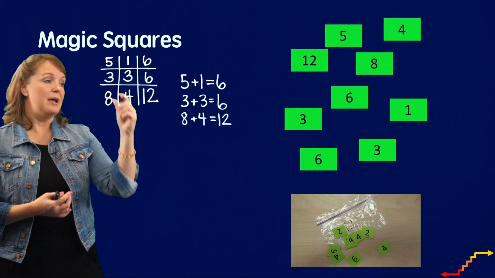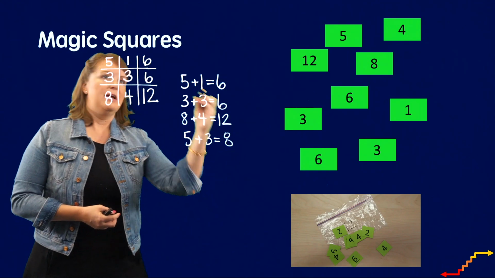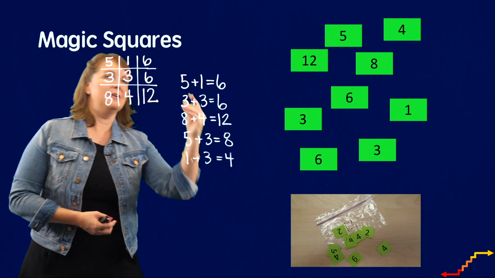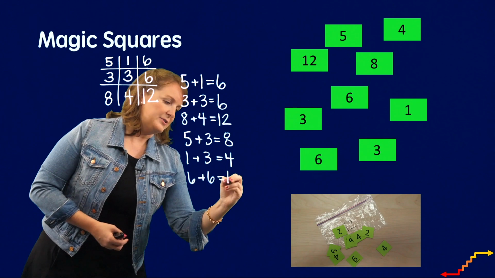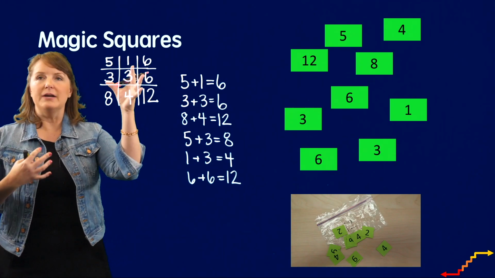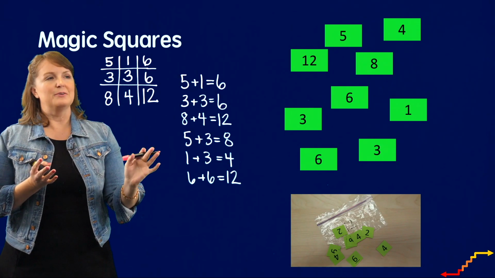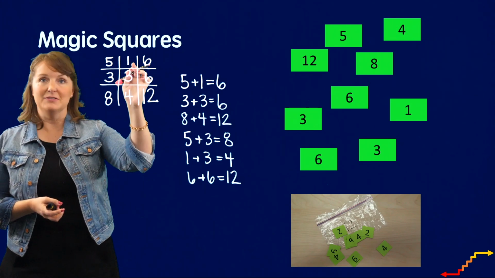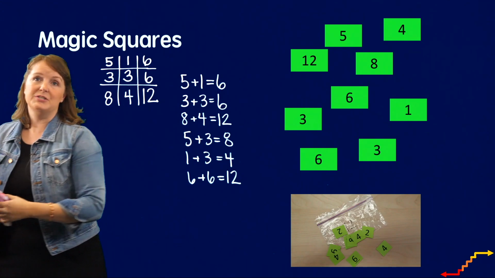But I also see that 5 plus 3 equals 8, and 1 plus 3 equals 4, and going back to our original, 6 plus 6 equals 12. So I've written all those out, but if we wanted to be creative here, now we could write subtraction facts that we see from this magic square. And I'm not going to write those right now, but I could see 6 minus 1 is 5, 6 minus 5 is 1. So there's a lot of different things that we can do here with our magic squares.